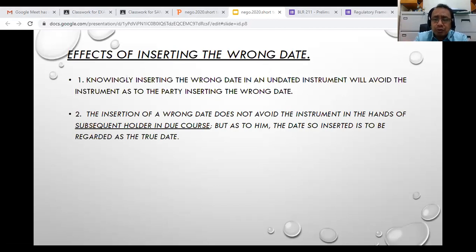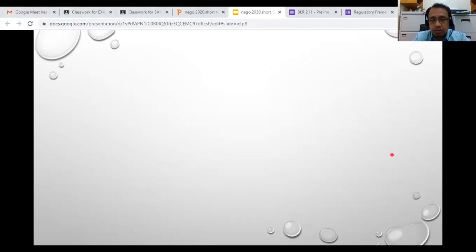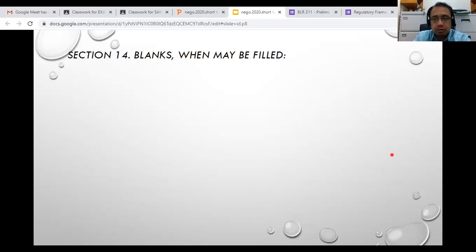Okay, nakalista lang po yun. If you were able to meet all those requirements in Section 52, then you are a holder in due course. Otherwise, you are a holder not in due course. Okay. More discussion on that later. But if you want really to know who's a holder in due course, tingnan nyo na lang kung ano yung mga requirements of being a holder in due course.